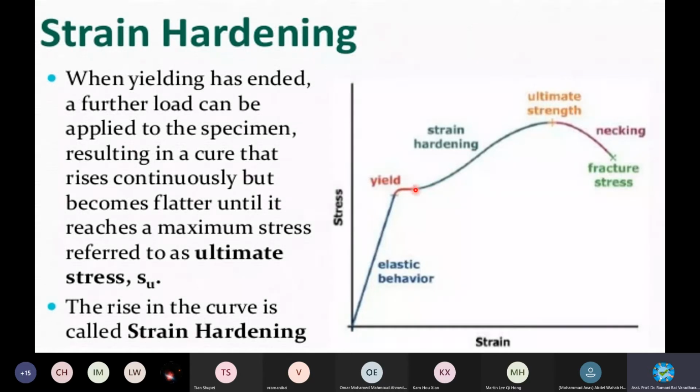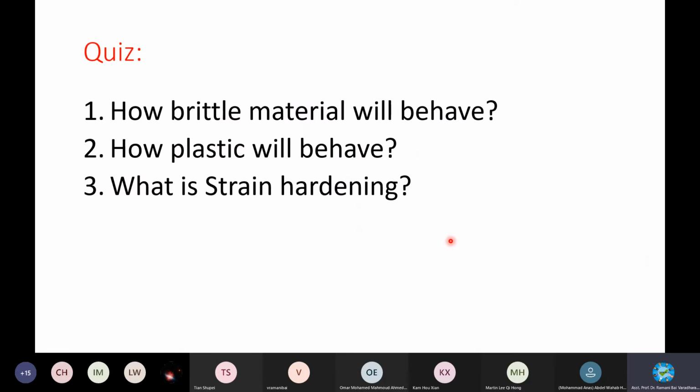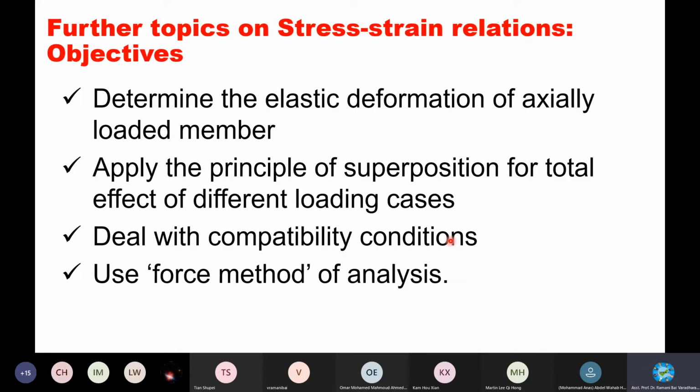At this point, either the load is stopped or slowly removed, but still the strain keeps increasing, right? It is due to the internal action, or the material is unable to withstand the load, so it yields. Yield means it tends to fail. That is called strain hardening. So like that you explain with a graph if asked.